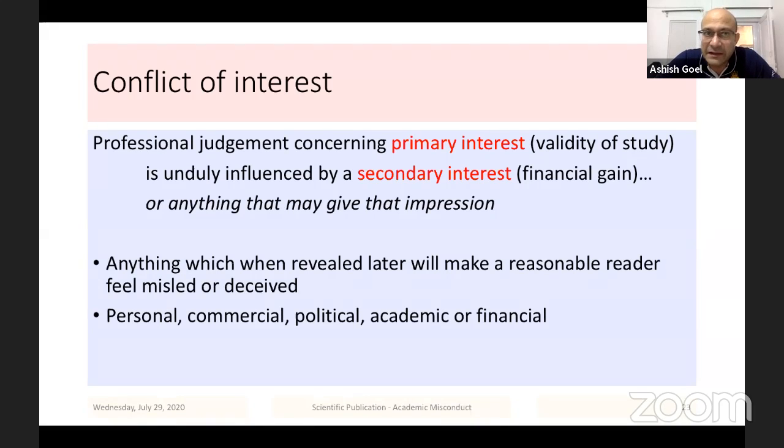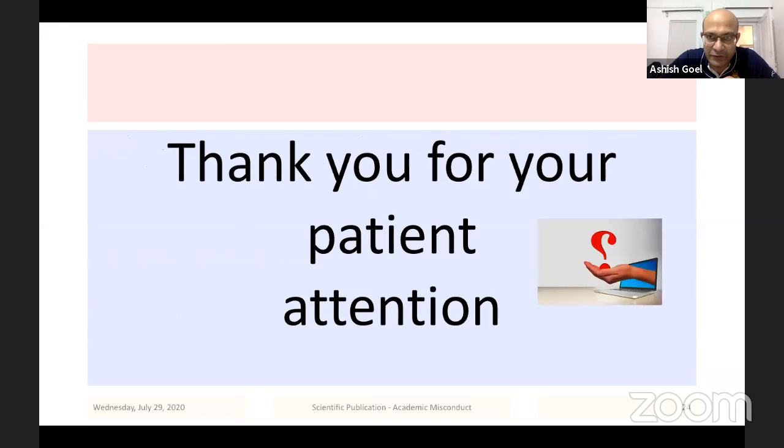It's not necessary that conflict of interest may be financial. It could be personal, it could be political, it could be academic, it could be commercial. So please remember that you need to carefully analyze your conflict of interest. Understand that the validity of the study should not be affected by either a personal, commercial, political, academic, or financial gain, which could lead to a conflict of interest for yourself.